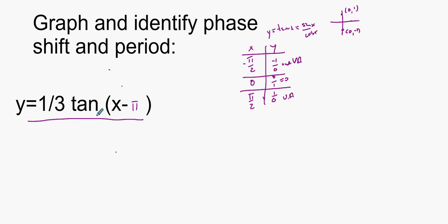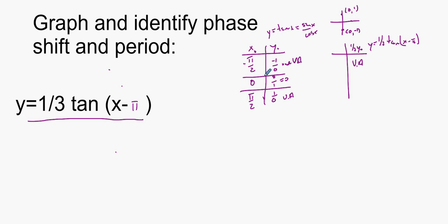And when we transform this graph and create a function of 1/3 tangent of x minus pi, what happens is that we are actually shrinking all of our y values. This makes everything 1/3 smaller. If these are our original values, we would have 1/3 the size of our original. The vertical asymptote just stays as a vertical asymptote.